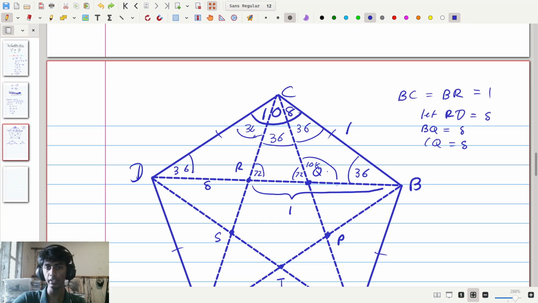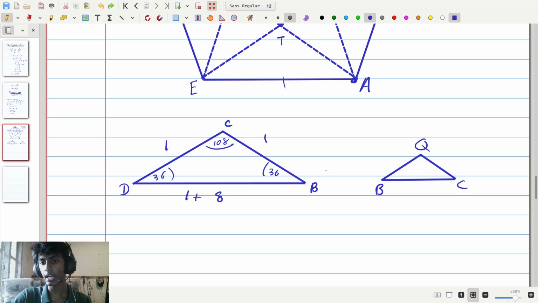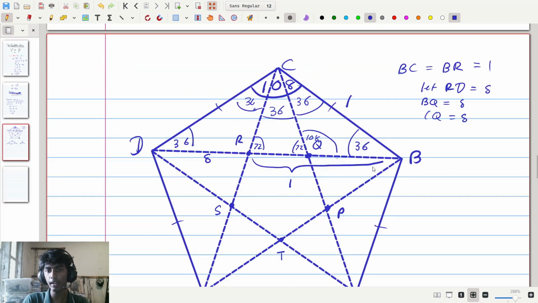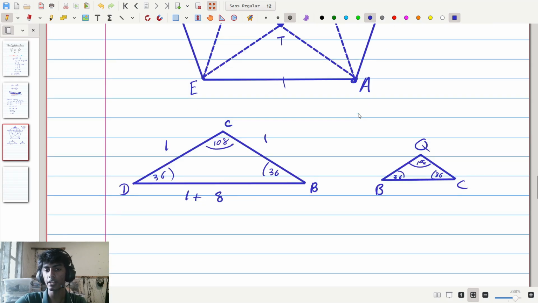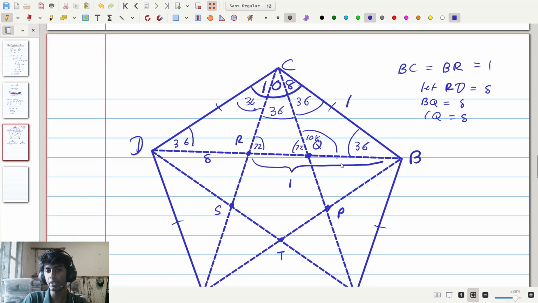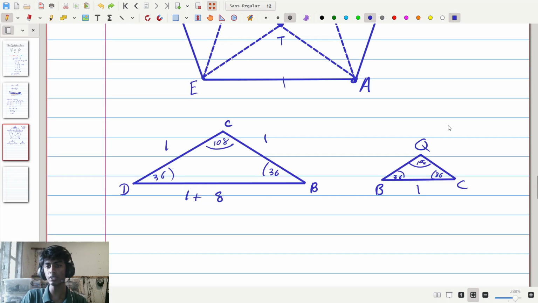How about the angles? Well, this is 36 degrees, this is 36 degrees, and at Q we have 108 degrees. So drawing that in down here, we have 108 degrees here, and 36 degrees at each of the other two. How about side lengths? Well, BC is of length 1. And the rest of them, well, BQ was equal to DR by symmetry, so BQ is equal to delta, and similarly CQ is equal to delta. So these two side lengths are both delta.